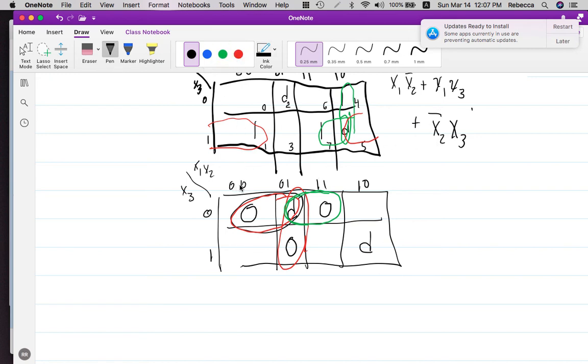So let's look at this first group right here. They both have x1 equal to 0, so that's going to be an x1 not complemented. x2 is different. They both have x3 equal to 0, so that's going to be not complemented, and it's going to be a sum. And we're making a product of sums. So now we'll look at this one, and we'll see that they both have x1 equal to 0, so that's x1 not complemented, and they both have x2 equal to 1, so that's x2 complemented.